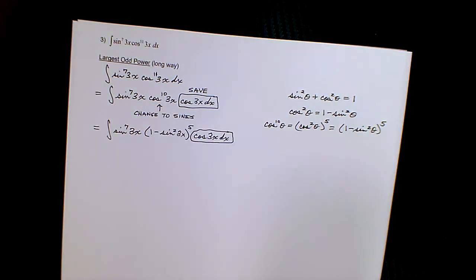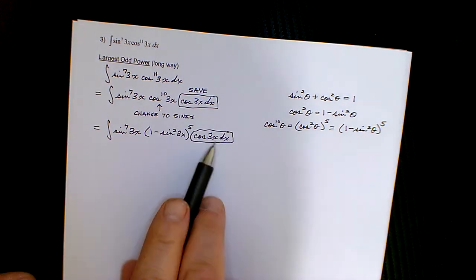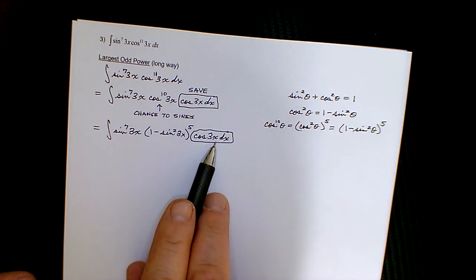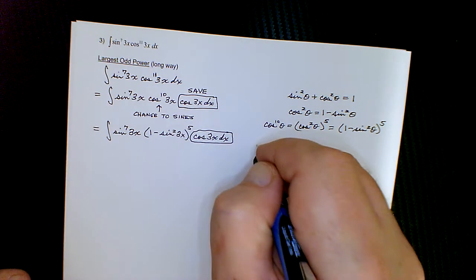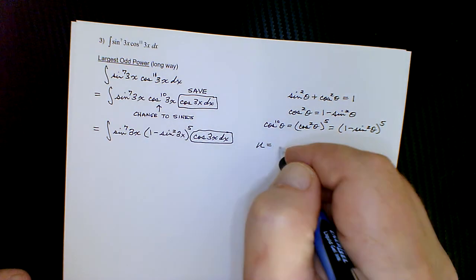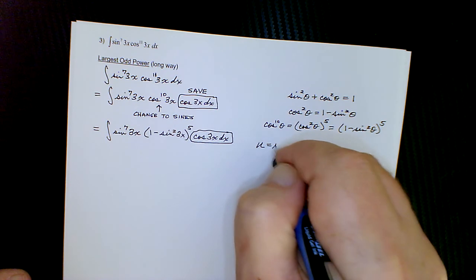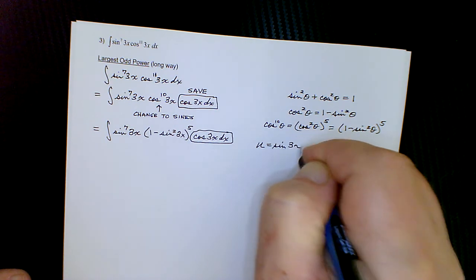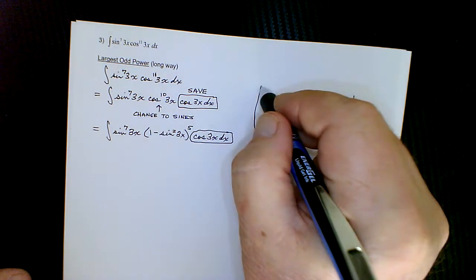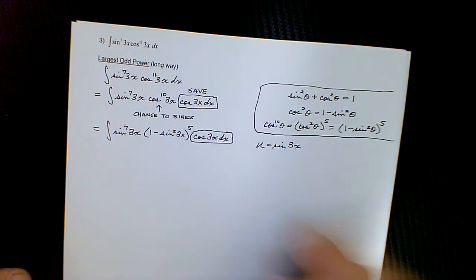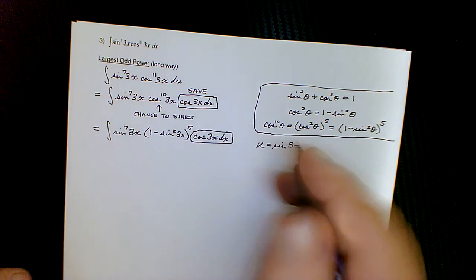Okay, so now we're ready for a u substitution, because again, our du is satisfied, and everything else is in terms of the u that produces it, that u in particular being the sine of 3x. Let me just kind of isolate that so you know it was side work. Okay, so now u is sine of 3x, du.